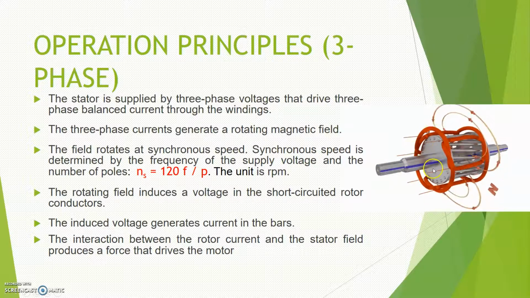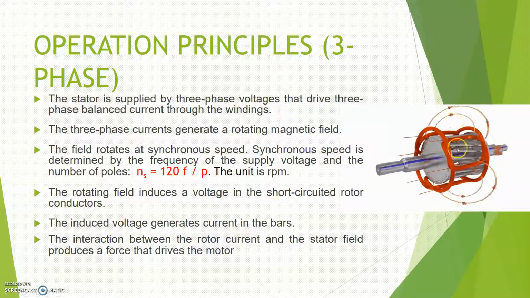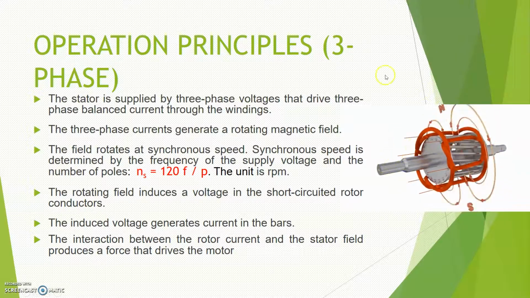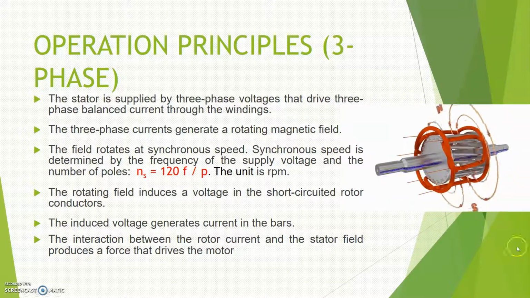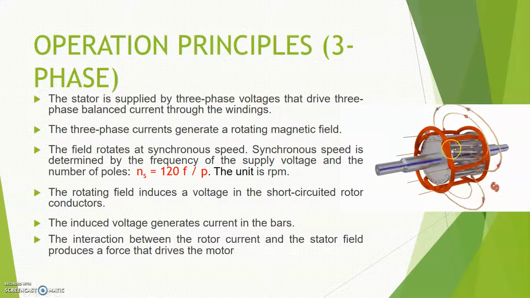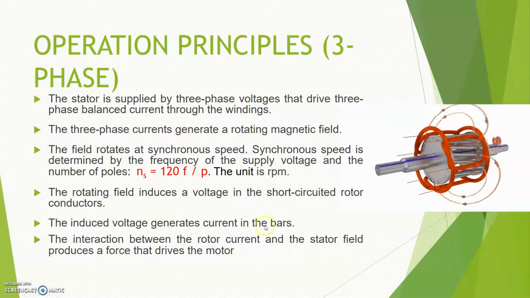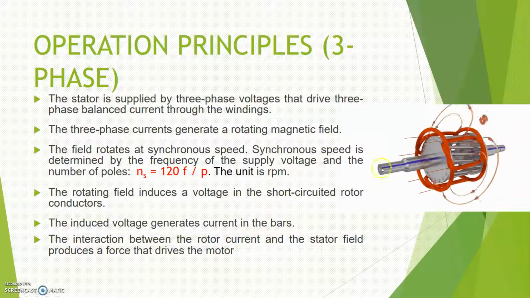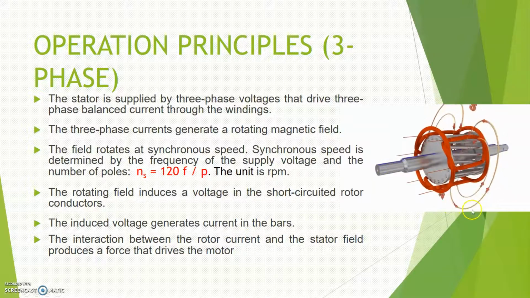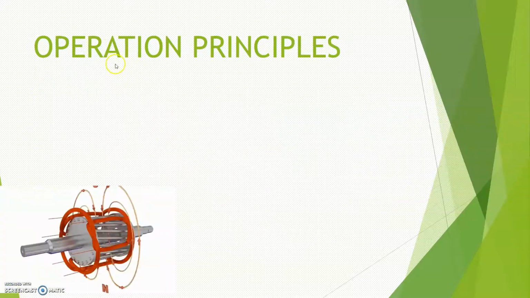The rotation is due to the interaction between the current, the blue color, and the rotating magnetic field. That's why we call it an induction machine: the AC current is supplied directly to the stator, but the AC current is connected to the rotor winding by induction, based on the interaction between the rotor current, the blue one, and the rotating stator field.